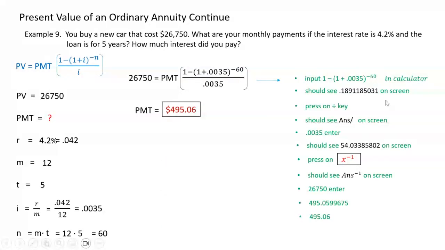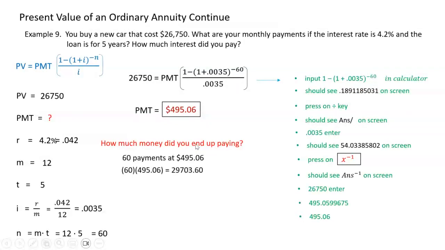Okay, now that's the answer for the first part. What are the monthly payments? $495.06. How much interest did you pay? How do we do that? We get the number of payments, which were 60, times the payment, which was $495.06. That gives us $29,703.60. That's how much you end up paying for the car. Now, how much interest did you pay?